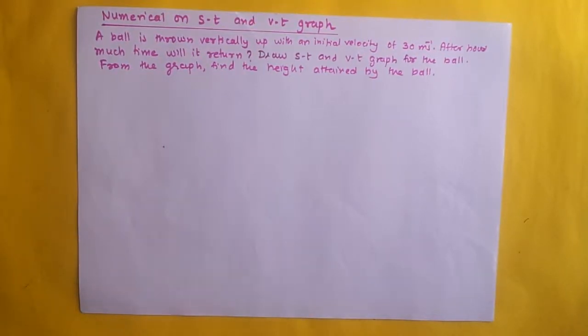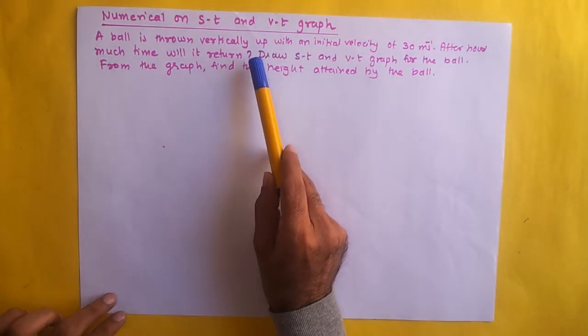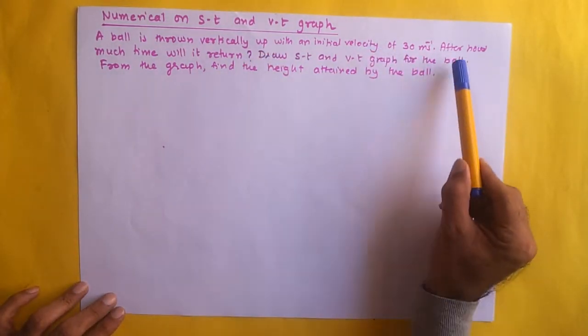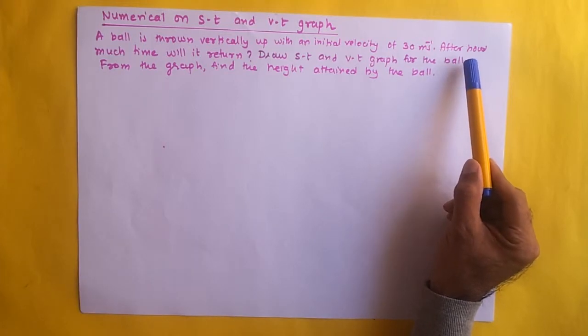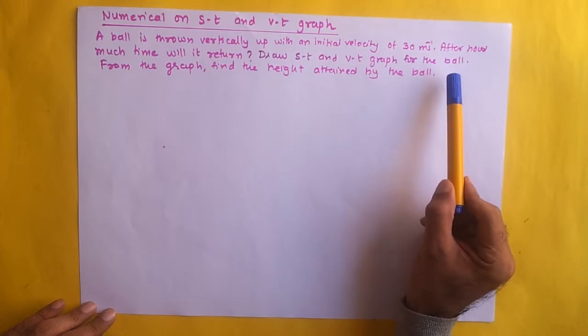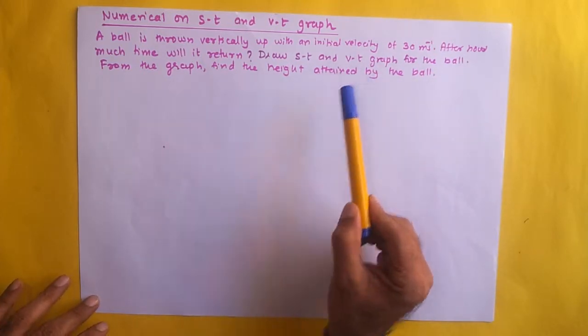Here we're dealing with a numerical on plotting ST and VT graph, and I'll demonstrate how to plot an ST and a VT graph based on data given. The question is, a ball is thrown vertically up with an initial velocity of 30 meters per second. First question that is being asked is, after how much time will it return, and then draw ST and VT graph for the ball. And from the graph, find the height the ball attains.